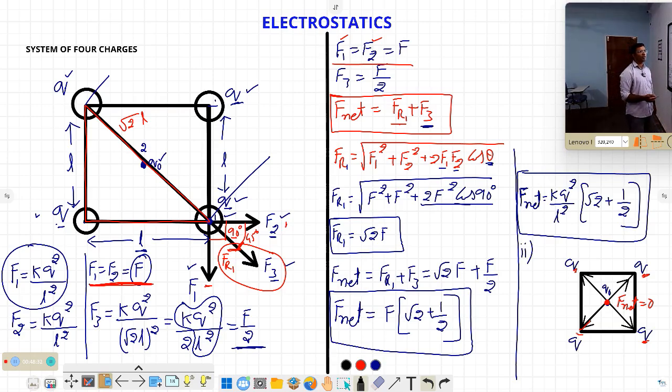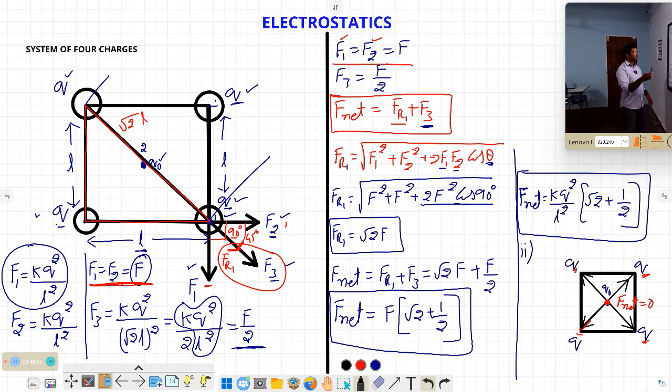So here is one point you have to note down. Whenever you take a system of distribution of charges at the common center, the force acting at the common center is always 0 if there are any charges present. If there is no charge, then to explain the force, you have to imagine a test charge at that place. Based on that, you can explain.